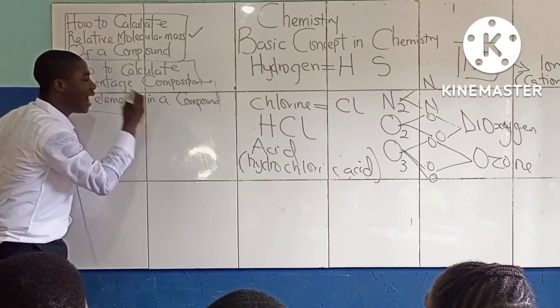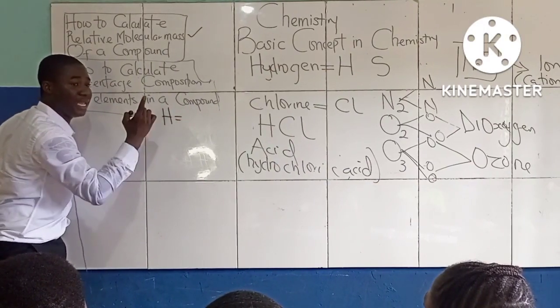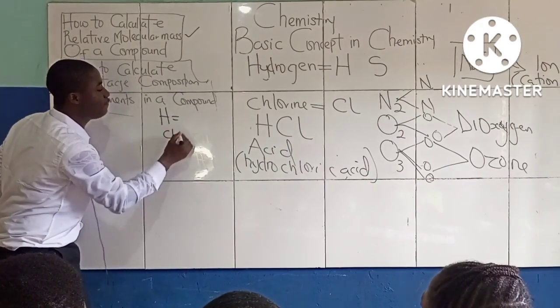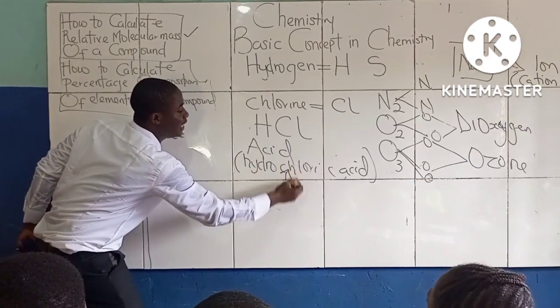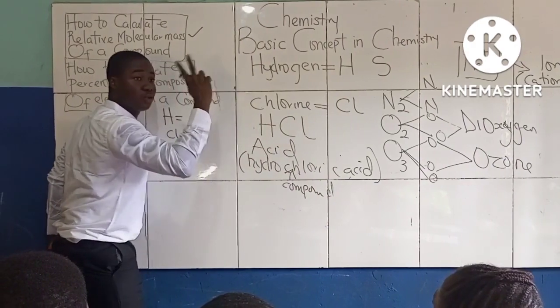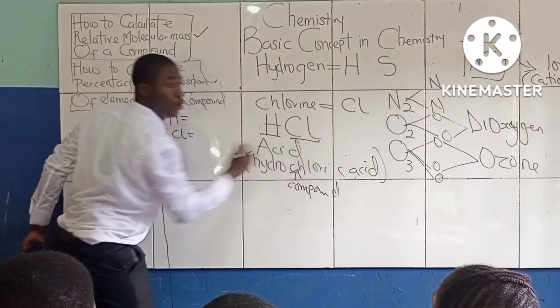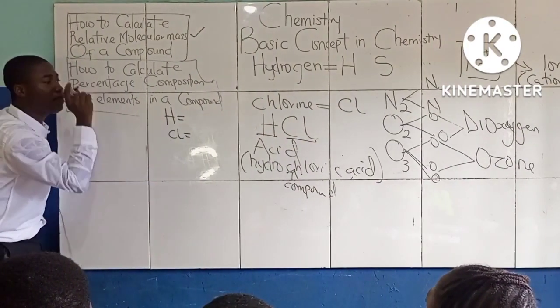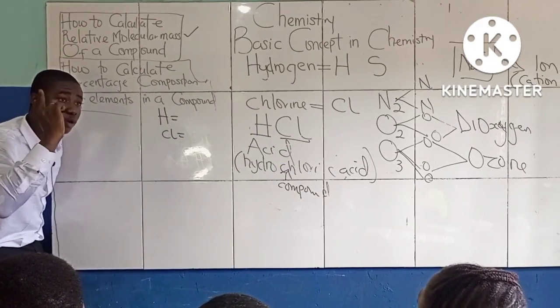You have to know the atomic masses of these elements. How many elements can you see forming this compound? Because this is a compound now. So how many elements can you see forming this compound? Two. Hydrogen and chlorine. So what is the atomic mass of each of the elements? That is something you must know.